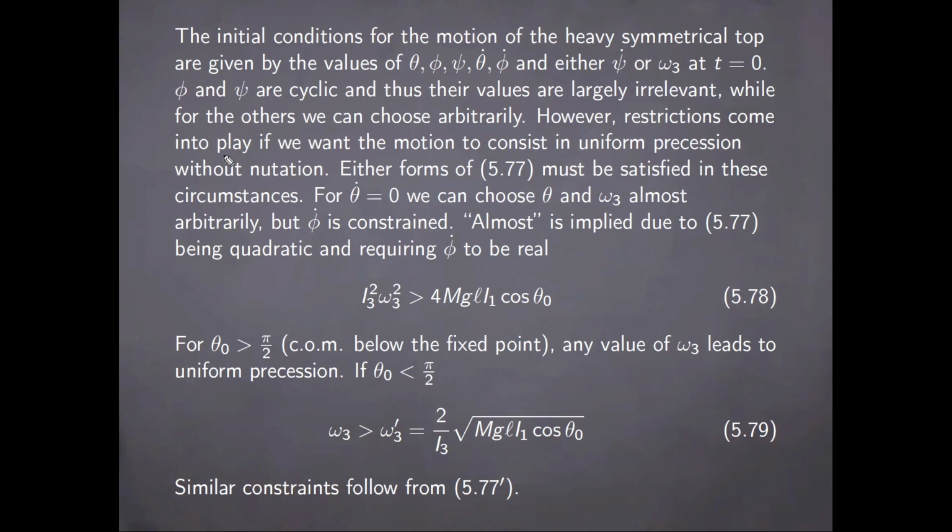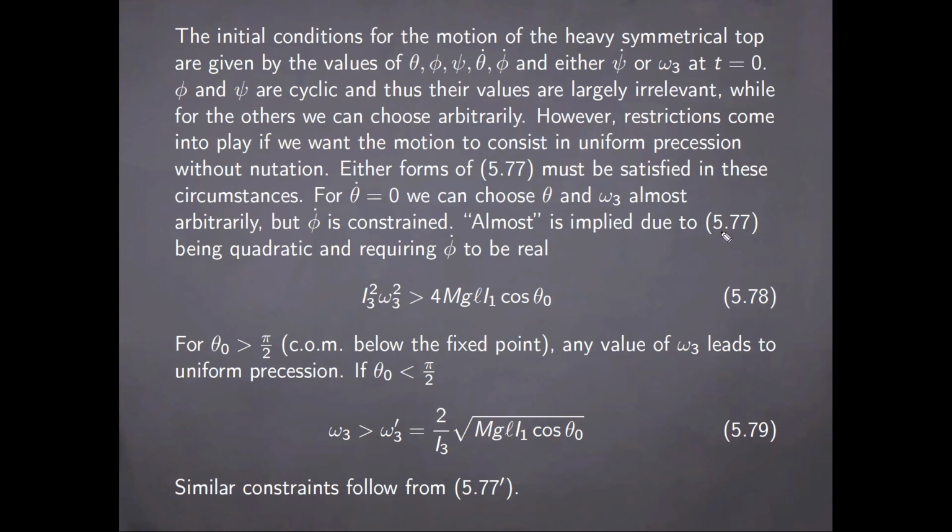However, restrictions come into play if we want the motion to consist in uniform precession without any form of nutation. In that case, either form of equation 557 must be satisfied. And for a vanishing derivative of theta with respect to time, we can choose theta and omega free almost arbitrarily, but then the derivative of phi is going to be constrained.